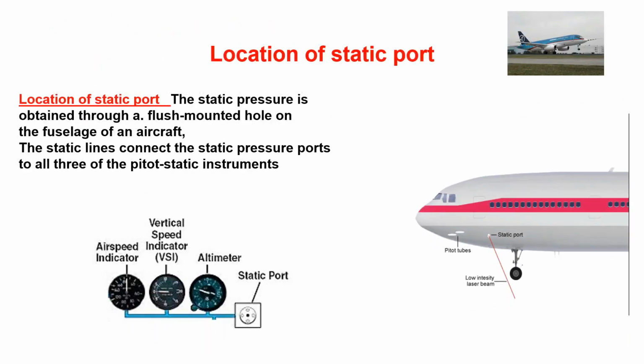Location of static port. The static pressure is obtained through a mounted hole on the fuselage of an aircraft. The static lines connect the static pressure ports to all three of the pitot-static instruments: airspeed indicator, altimeter indicator, vertical speed indicator.